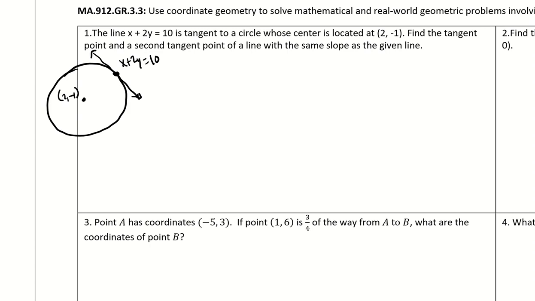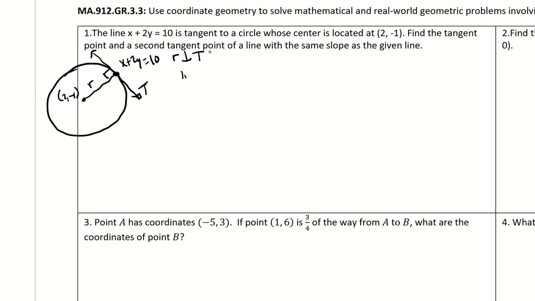Now, first off, we want to notice that the radius is perpendicular to that tangent line. In order to get the radius, we need to know the slope of the tangent line, and then we can figure out what the slope of the radius line is going to be. I'm going to call this line T, capital T, and this radius line R. Again, the radius has to be perpendicular to the tangent line T. So first off, what is the slope of the tangent line?